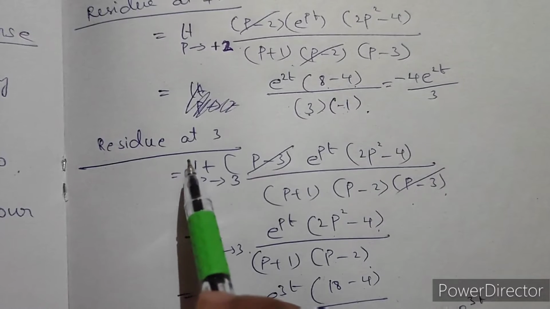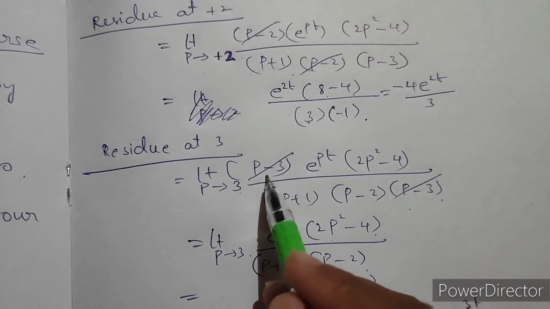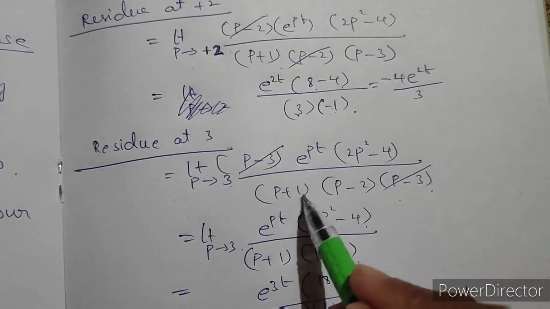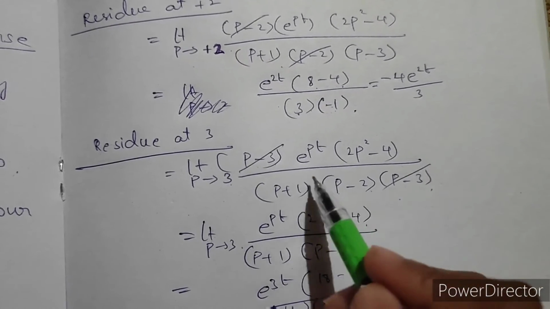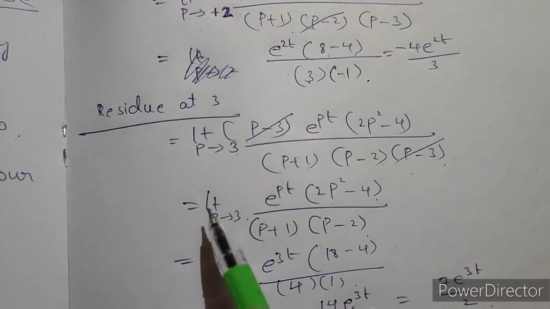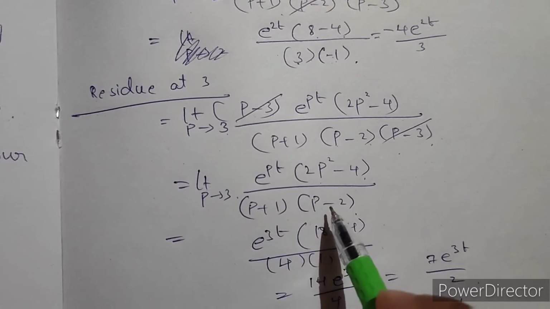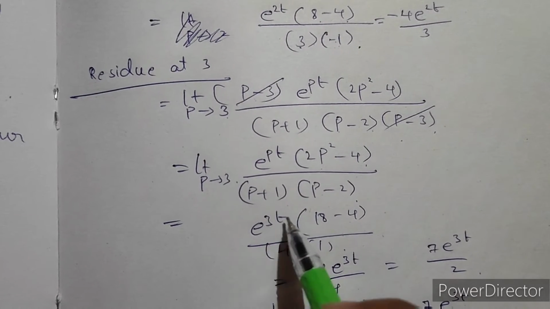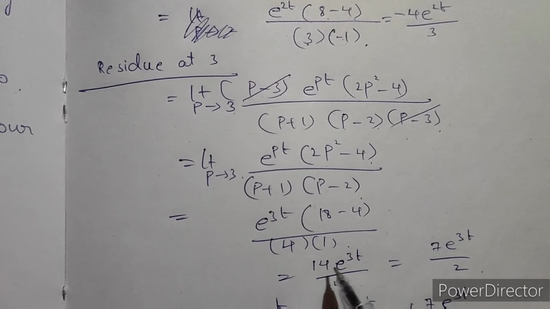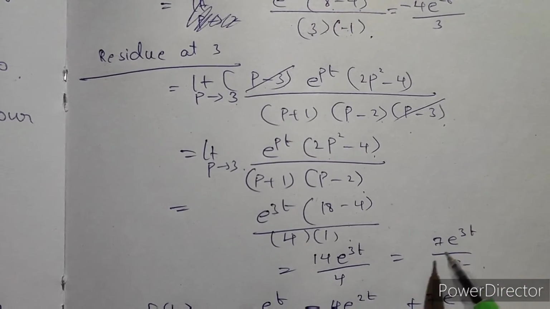Now let's check the residue at 3. The residue at 3 equals limit p tends to 3, p minus 3 into e power pt into 2p square minus 4 divided by p plus 1 into p minus 2 into p minus 3. Again p minus 3 gets cancelled. Let's substitute: limit p tends to 3 of e power pt into 2p square minus 4 divided by p plus 1 into p minus 2, which equals e power 3t into 18 minus 4 divided by 4 into 1, which equals 14 e power 3t divided by 4, which equals 7 into e power 3t divided by 2.